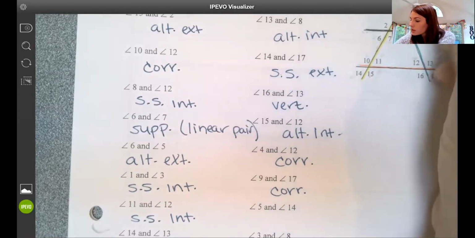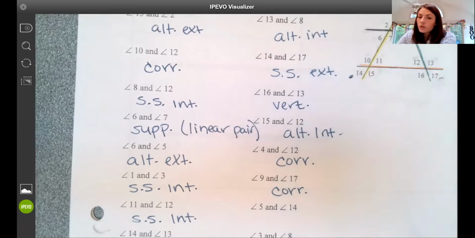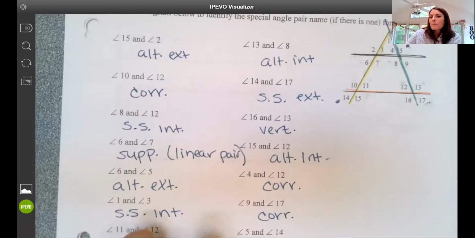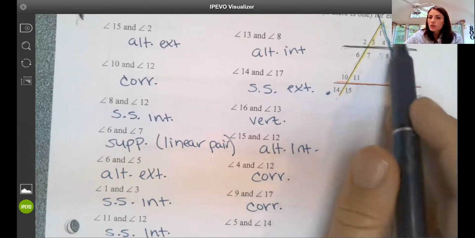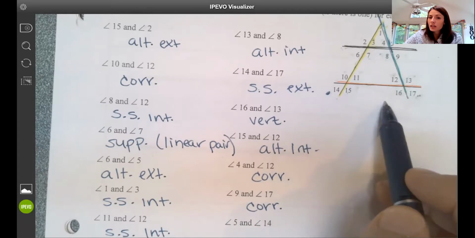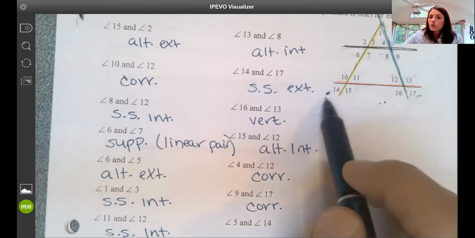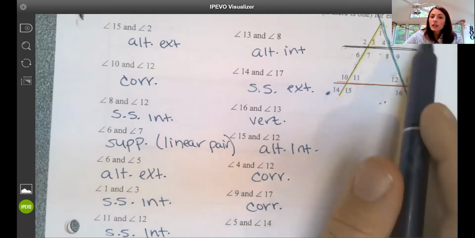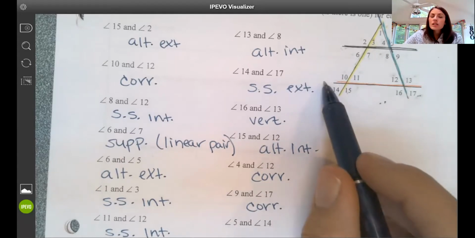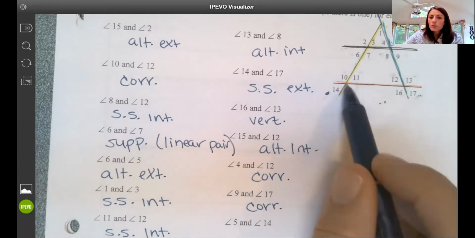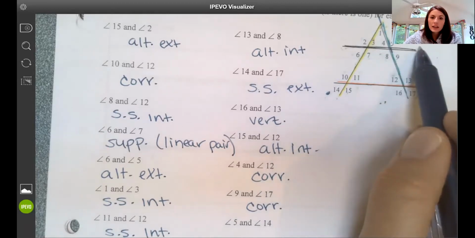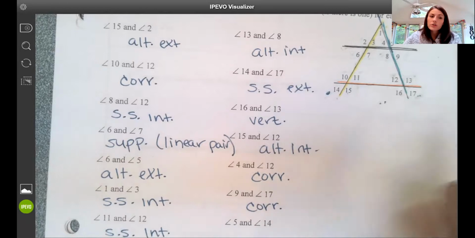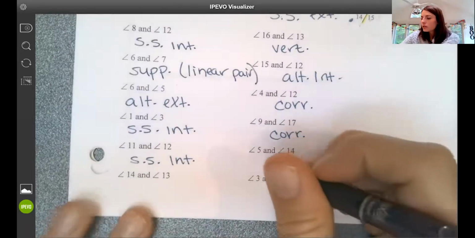5 and 14. So here's 5 and here's 14. They kind of look like alternate exterior, but it actually doesn't work because it's jumping transversals. So 5 and 16 would be alternate exterior on this line, or 14 and 3. These are unrelated, okay? Because 14 is connected to the yellow and orange line, and 5 is connected to the blue and black line. They're not even on the same transversal, okay? So these are unrelated.